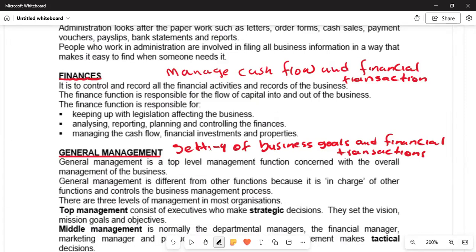Sorry, I'm talking about general management. That is setting business goals and strategies. This one we're talking about is the setting of goals and strategies.